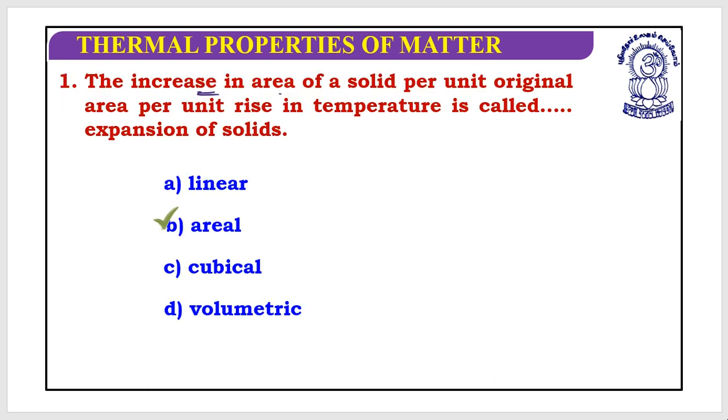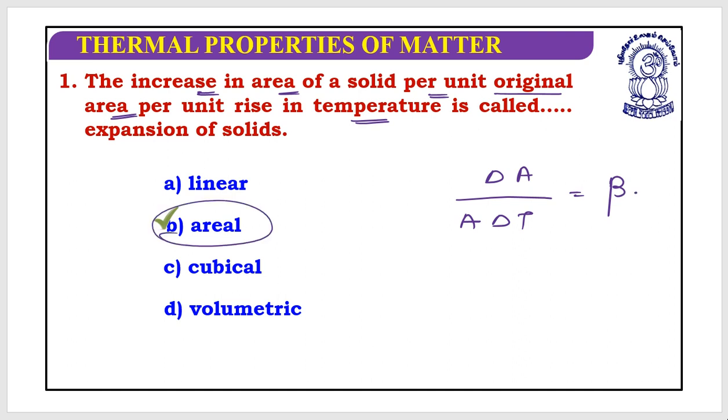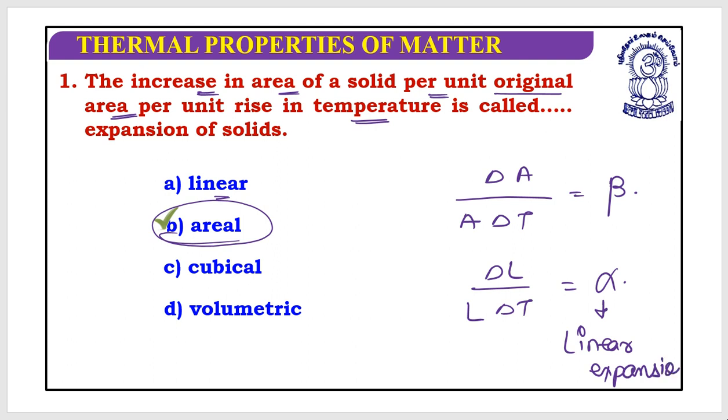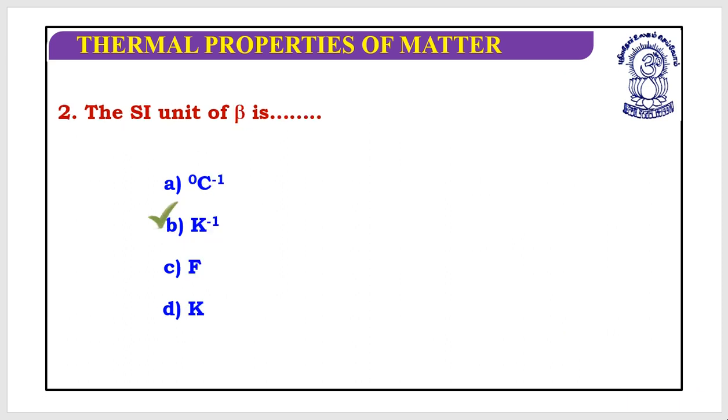It says that the increase in area of a solid, delta A, per unit original area, divided by A, per unit rise in temperature delta T is called blank expansion of solids. Yes, this is beta, which is areal expansion of the solids. In the same way, what is linear expansion of solids? It's delta L by L delta T. This is equal to alpha. This is linear expansion of solids. Cubical expansion of solids, we are going to see in the next slides. But before we go to it, first look at the next question.